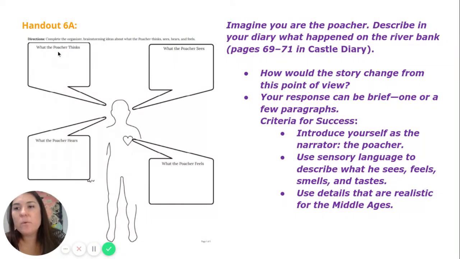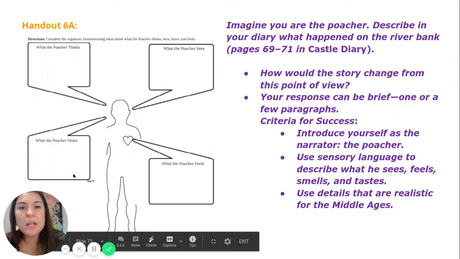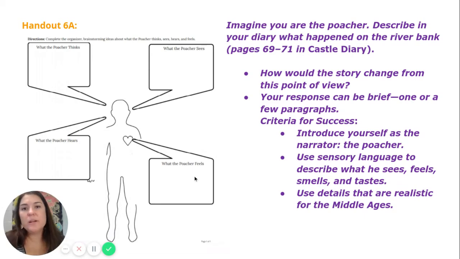We're putting details of what the poacher thinks. What does the poacher see? What does the poacher feel and hear? This is handout 6A, and this is a great way to do some pre-writing for your focusing question task. You've got to think of it now, not from the point of view of Tobias, but from the point of view of the poacher.